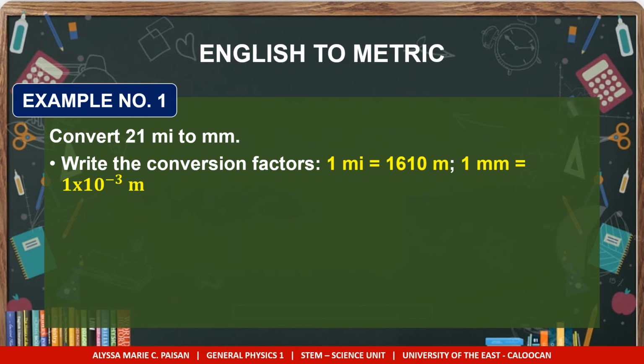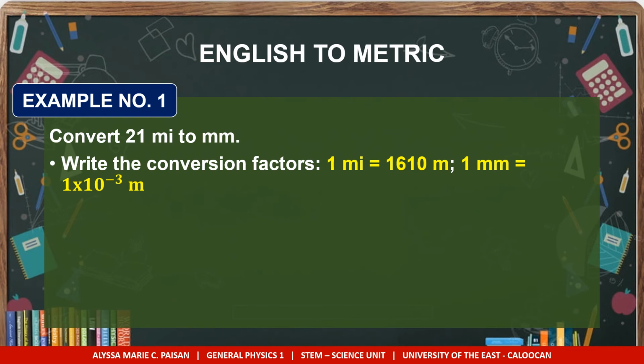Because if we go back to the table, notice that there is no conversion factor which directly converts from miles to millimeter. Instead, we have a conversion factor that converts miles to meter, and we know that meter can be converted to millimeter. Specifically, 1 millimeter is equal to 1 times 10 raised to negative 3 meter, since the Greek prefix milli is equivalent to 10 raised to negative 3.